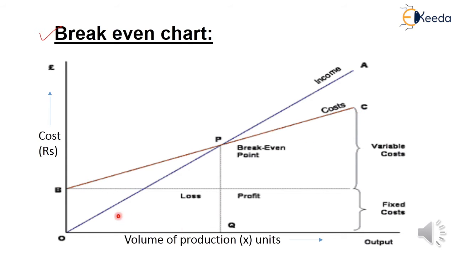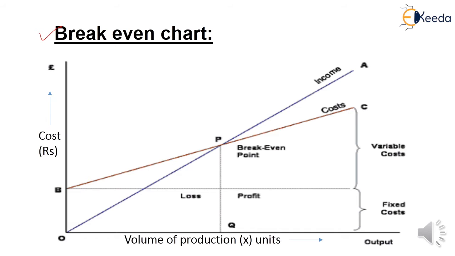And this O to A line represents the total selling cost line, or in other words we can say income. Both lines, the total selling cost and the total cost, cut at a point P. This point is known as the break even point. Students, this point is known as the break even point.